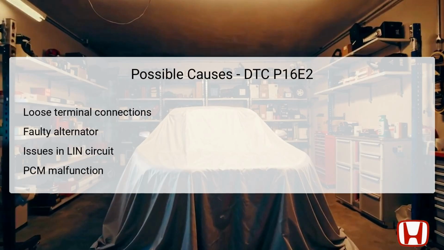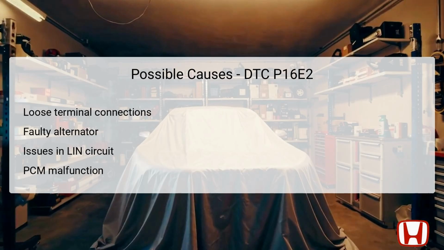Several factors may contribute to the triggering of DTC P16E2. First, a loose terminal connection, particularly at the alternator's +B terminal, can disrupt proper signaling. This is often the most straightforward issue to diagnose and rectify. If the connections are secure, then the next potential cause involves the alternator itself, which may be malfunctioning or delivering incorrect data to the PCM via the LIN.